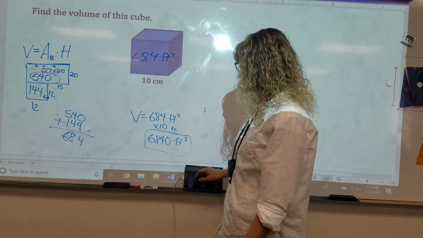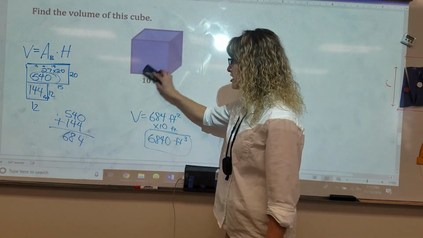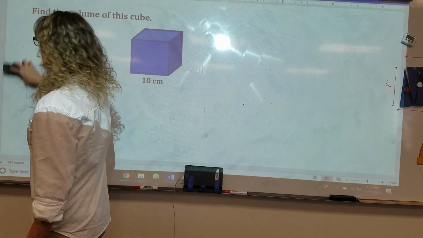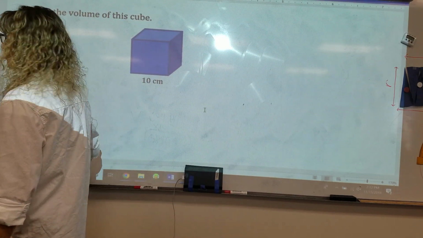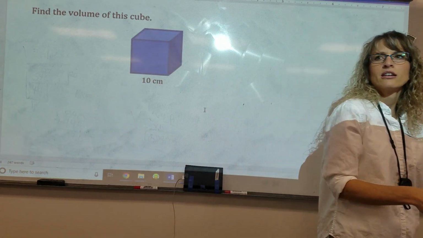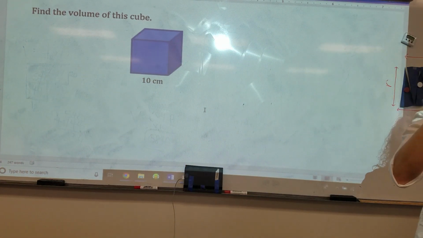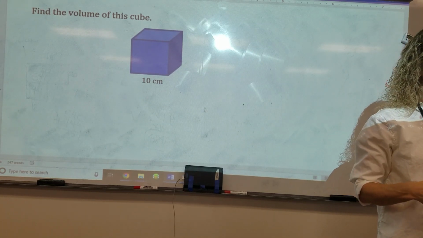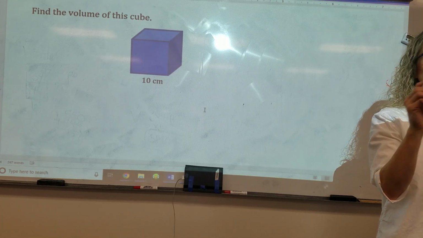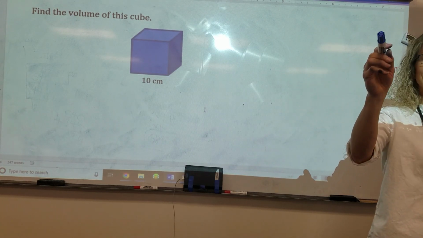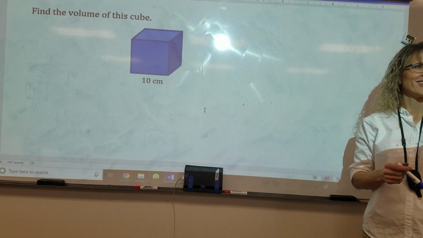Okay, it's your turn. Find me the volume of this cube, and all you know about it is one side is 10 centimeters, but you do know it's a cube. As soon as you've got the volume, put your pencil up. Good. Remember your units.